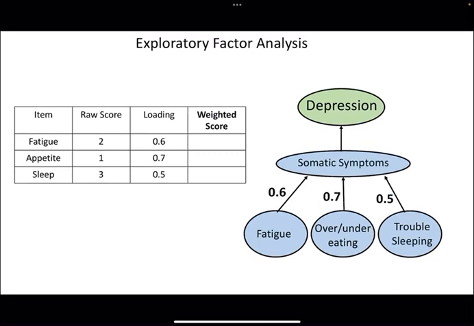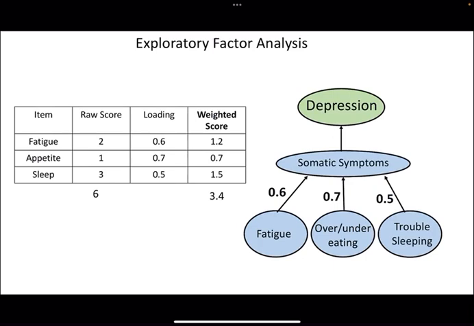So here we think that sleep isn't necessarily important. Even though it has a score of 3, we would do these weighted scores where we're multiplying the raw score by the loading. Basically, even though sleep had a score of 3, we gave it a low loading because although someone scored it high, we don't think it's as important as the other variables in predicting depression. So we basically weight it lower.